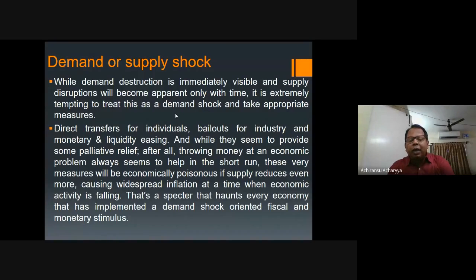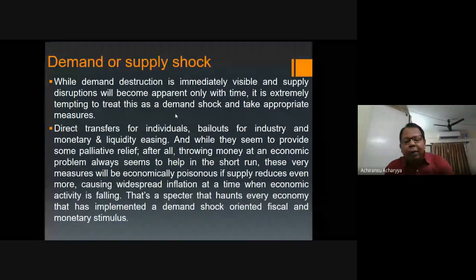Direct transfers for individuals, bailouts for industry, and monetary and liquidity easing. And while they seem to provide some palliative relief, after all, throwing money at an economic problem always seems to help in the short run. So these are short-run phenomena: you give money to the people, you defer the bank payments and all that. But in the long run, this could be a problem because you have to run the economy.